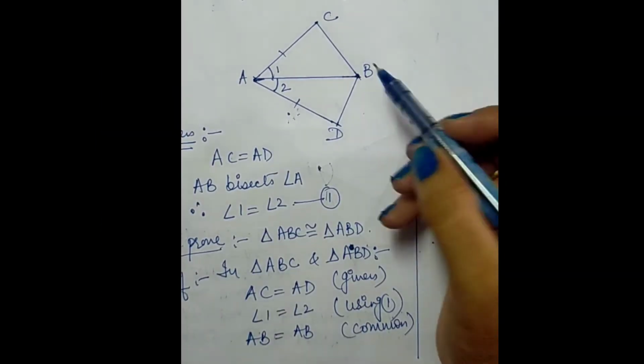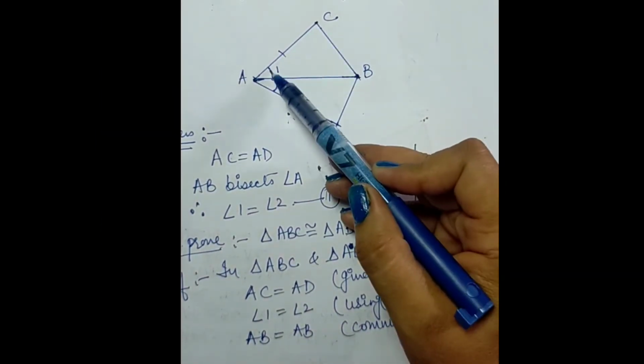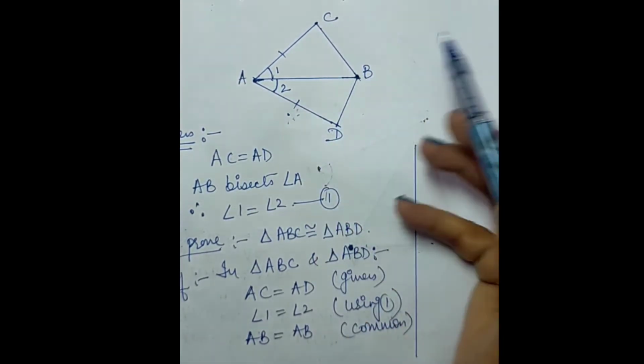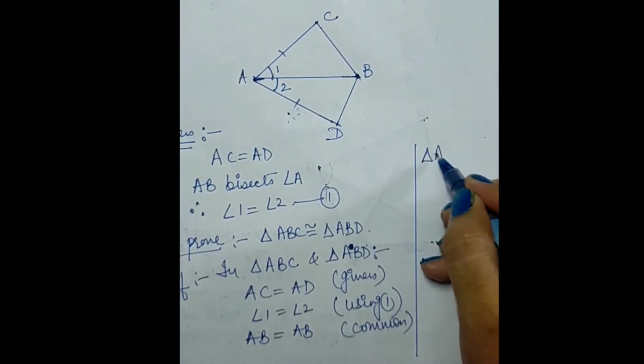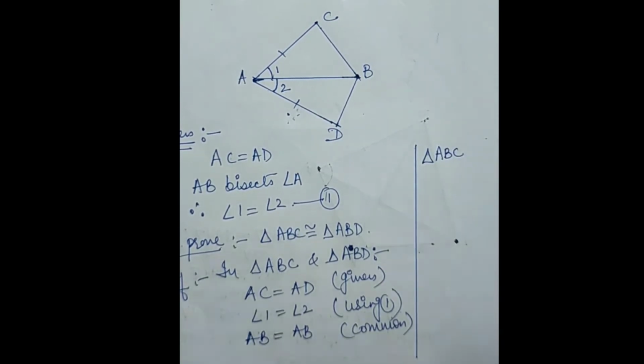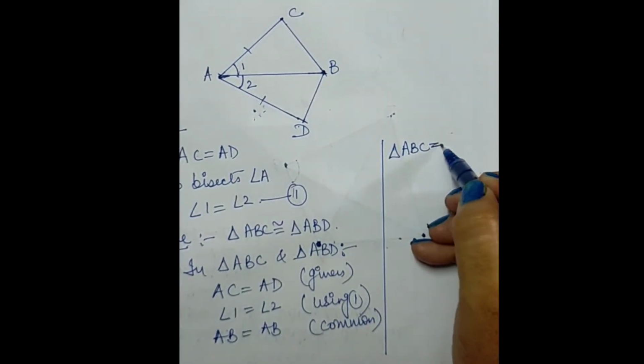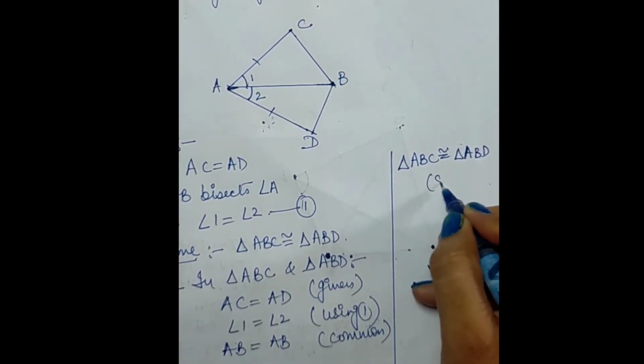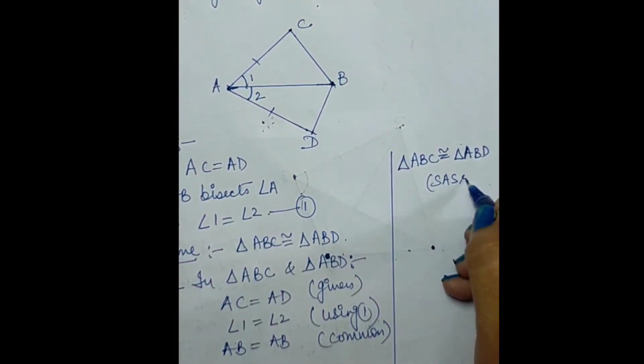Therefore, by side, angle, side, here also side, angle and side, the triangle ABC is congruent to triangle ABD by SAS rule.